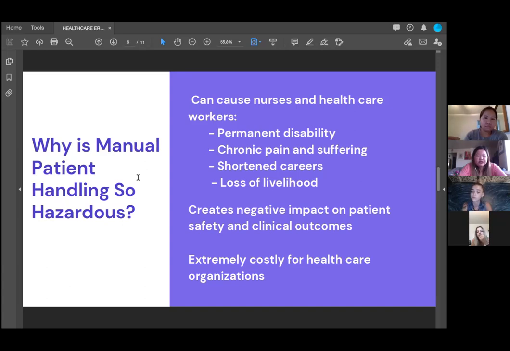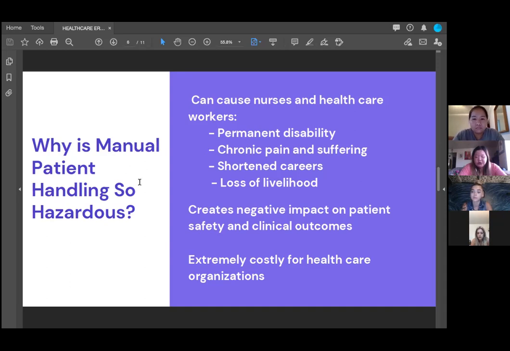Based from the word itself, it is manual. So it requires an individual to exert a force or effort, for example, push, pull, lift, or carry, that can cause high level of stress and injuries on the bones, joints, and tissues of the back, neck, hands, and wrists of, for example, a healthcare worker.